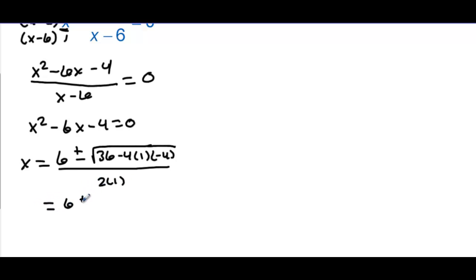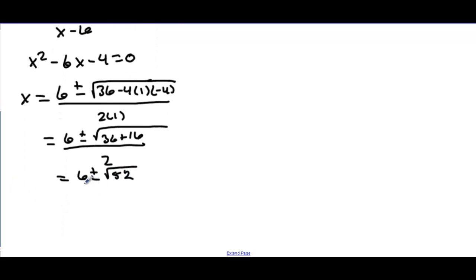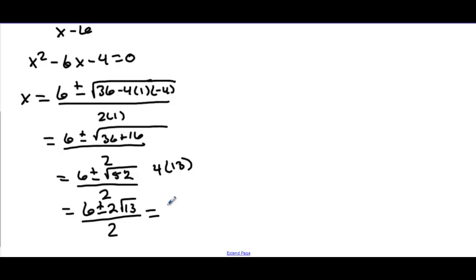That's equal to 6 plus or minus the square root of 36 plus 16 all over 2, which is equal to 6 plus or minus the square root of 52. And we have to find any perfect squares that might be in 52. I think 4 is in there. 4 times 13. We have equals 6 plus or minus the square root of 4, which is 2, square root of 13 over 2. The solutions are 2 plus or minus the square root of 13.